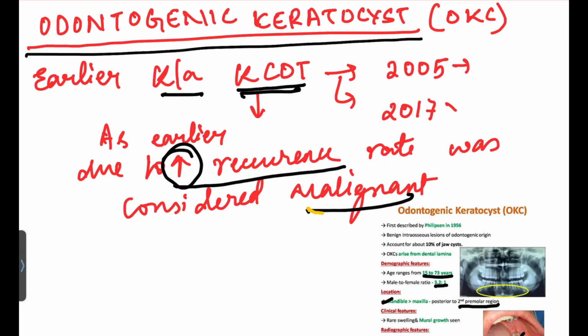Odontogenic keratocyst. Earlier, it was known as keratocystic odontogenic tumor in the year 2005. But later, in the year 2017, this name was discarded. However, earlier it was called keratocystic odontogenic tumor because of its higher rate of recurrence. It was considered to be malignant and was discarded in the year 2017.